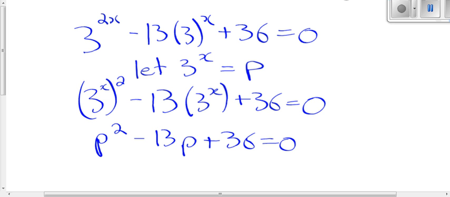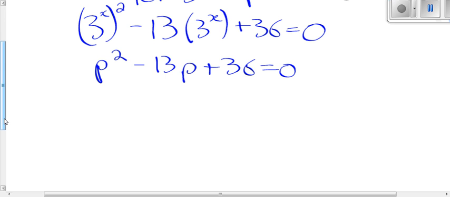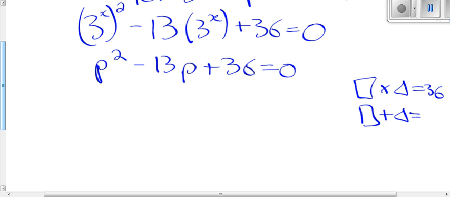And this is just grade 10 solving quadratics. So what you have to do is think of two numbers that multiply to give you 36, and those same two numbers have to add to give you negative 13. When you play around with that for a little bit, you realize that the numbers are negative 4 and negative 9. They multiply to be positive 36 and also add to be negative 13.